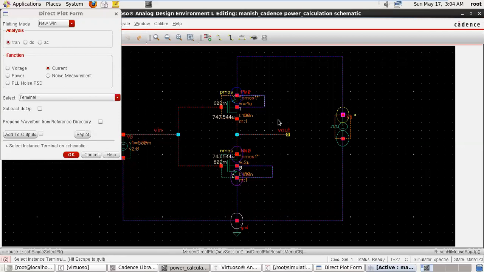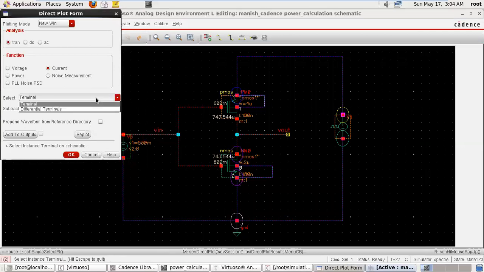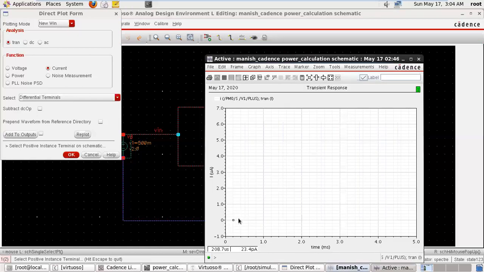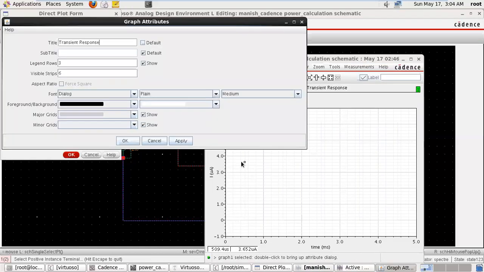When we are selecting terminal or differential terminal, in the case of differential terminal, you have to select two nodes for the difference. Select the positive terminal, suppose this is my positive terminal. Select the negative terminal for the difference, suppose this node. So this is showing my current waveform.